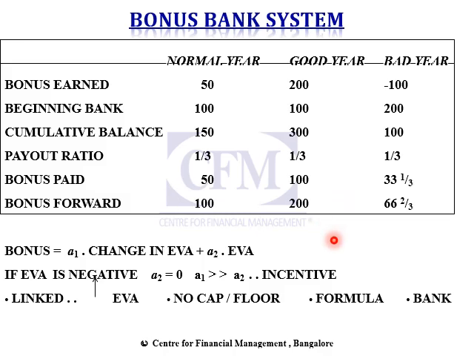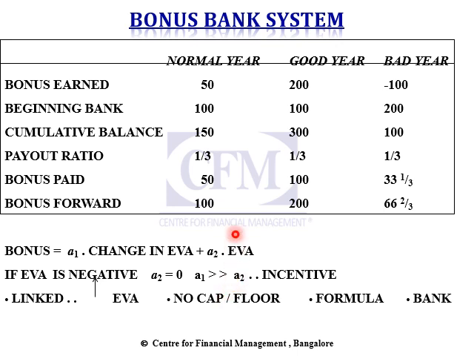There are two noteworthy features of EVA linked incentive compensation. One, bonus is based on a predetermined formula. Two, a system of bonus bank is used. Let us understand the two features. Here is an illustrative formula. Bonus is equal to A1 times change in EVA plus A2 times actual EVA. If the actual EVA is negative, A2 is equal to 0. Here A1 is significantly higher than A2. The whole idea is to provide great incentive for improving EVA.